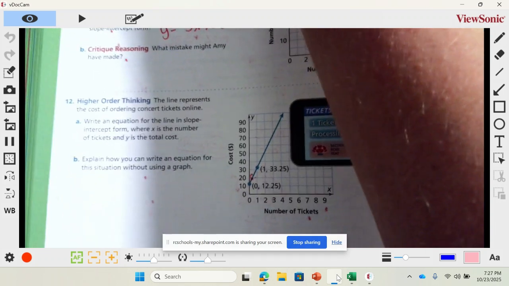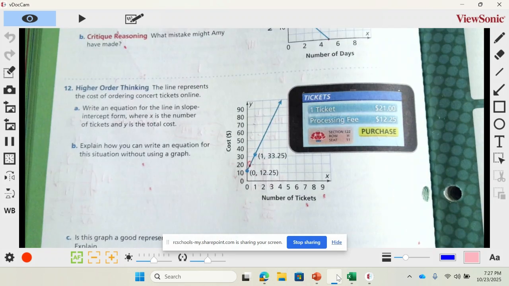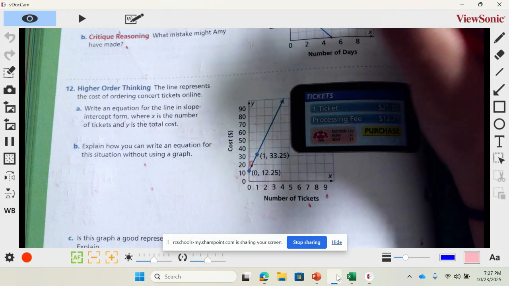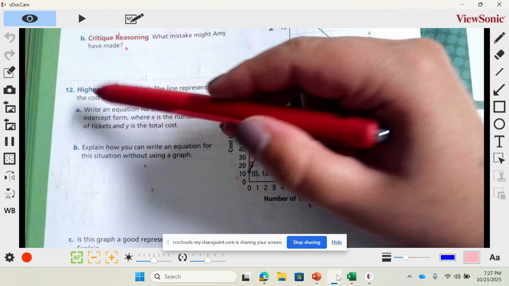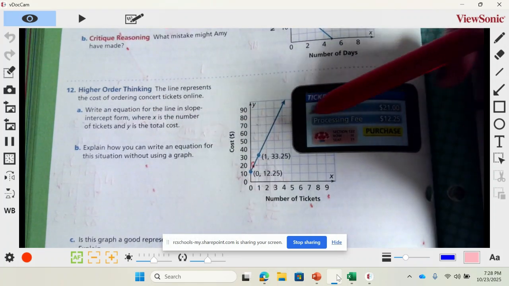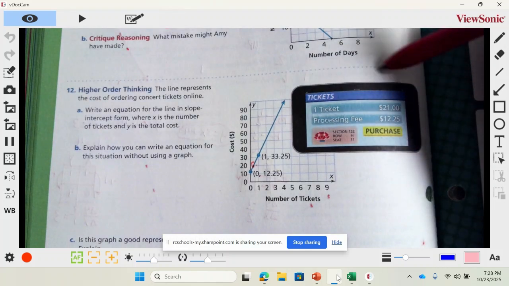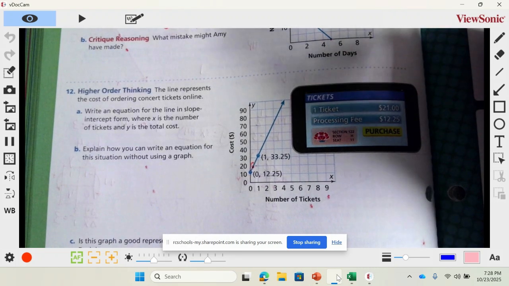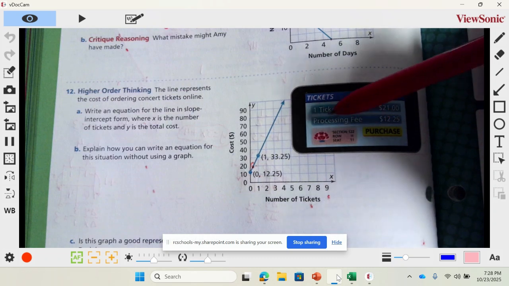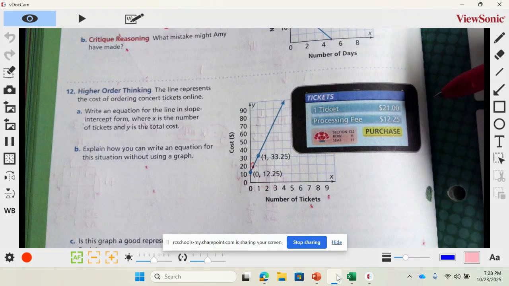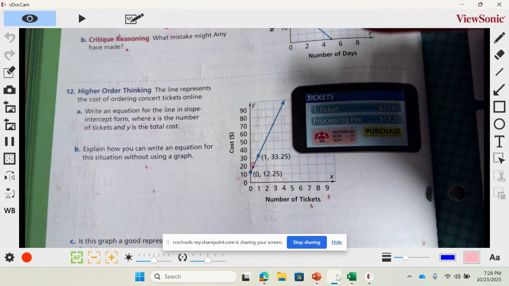Okay, so we're going to look at 12. So let's scoot down to number 12, and we're going to just focus on part A here. Okay, so it says the line represents the cost of ordering concert tickets online. So you have this graph, and you also were given a little picture clue. It says for one ticket, it's $21. But then you also have a processing fee of $12.25. So what is the cost of that one ticket then?